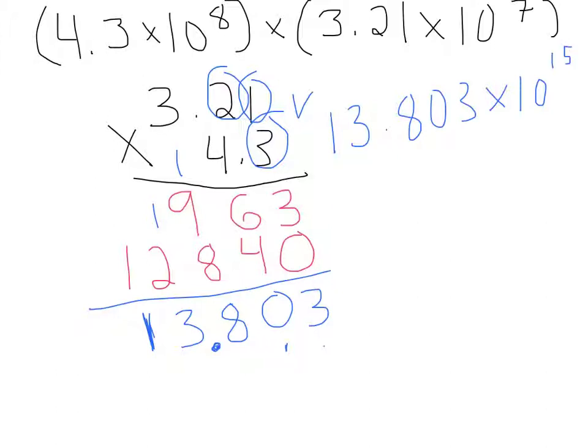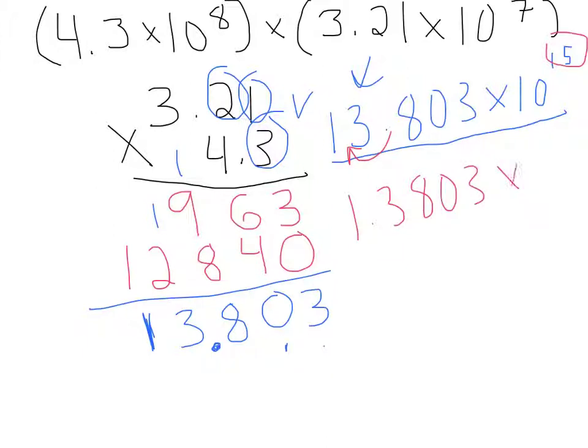Now you're going to see, look at our answer. There's a problem with it. If you look here, our multiplier is not between 1 and 10. So we're going to do what we always do when we want to change that. We're just going to move the decimal over once, that way. Remember, if we move over that way, we need to have our exponent go up by 1. So we're going to write down our final answer, 1.3803 times 10. And we're going to add 1 to 15 because we moved our decimal over that way and get 16. So that will be our final answer.